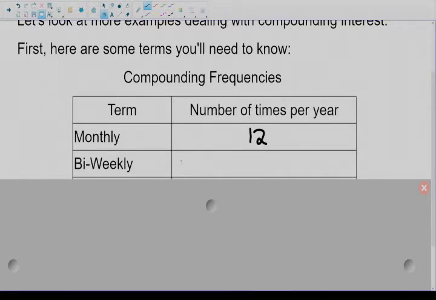How many weeks are there in a year? There are 52 weeks. Sorry, my technology's messing up on me here. So there are 52 weeks in a year. You have to divide that by 2 to figure out how many bi-weekly periods there are. So we're talking about 2-week periods. How many times does 1 year get divided up into 2-week periods? And that's actually 26 times.